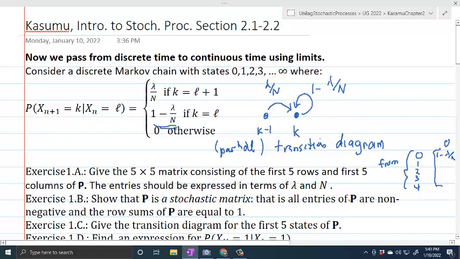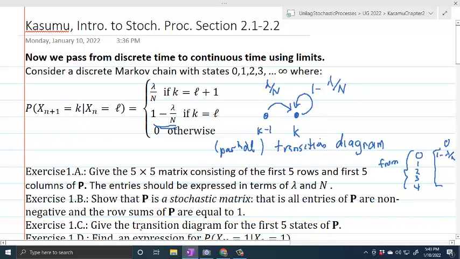So that is that all entries of P are non-negative. That means either 0 or positive. And the row sums of P are equal to 1. Right, this should not be difficult. If you did your matrix correctly, you should be able to see this.